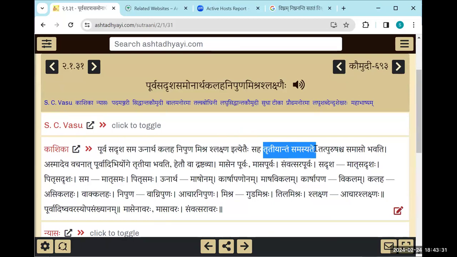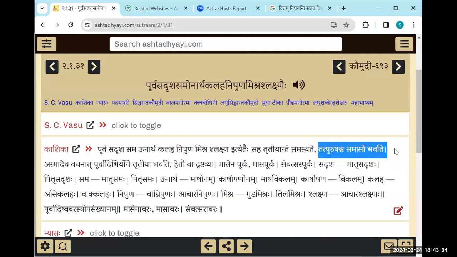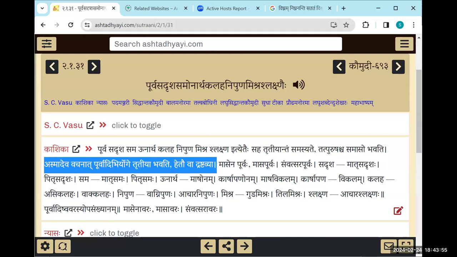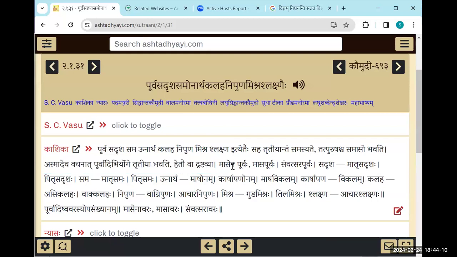A third case ending word will combine. And what will the compound form? Tatpurusha samasaha bhavati. It makes a Tatpurusha compound. All right, now you look at this. This is what I told you. Asmadeva vachanat, on account of this sutra, Purvadibhiryoge tritiya bhavati. Etau eva drashtavya. On account of this sutra only we know that third case governs these words. Or you have to take Hetau Tritiya and extend it to saying on account of being Purva, etc. Extend a little further.